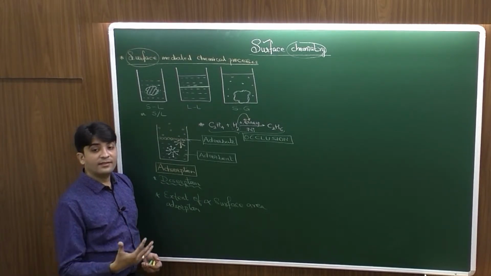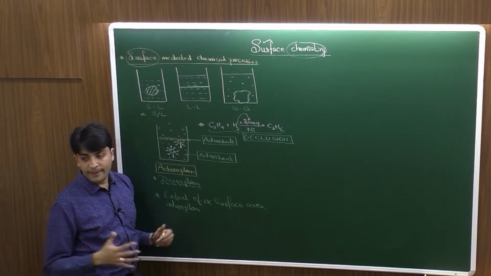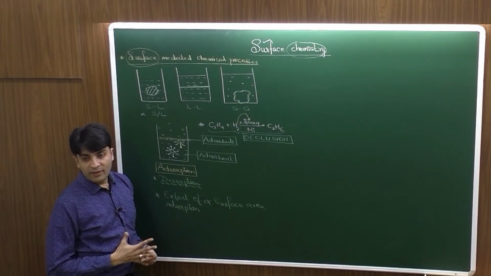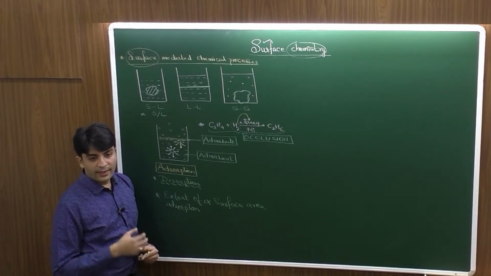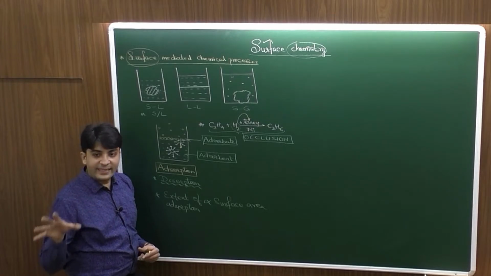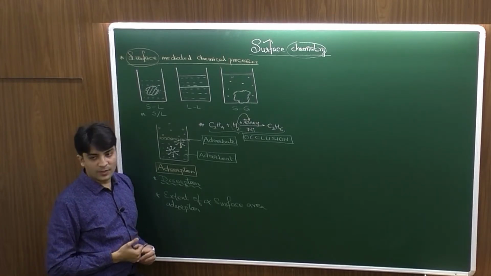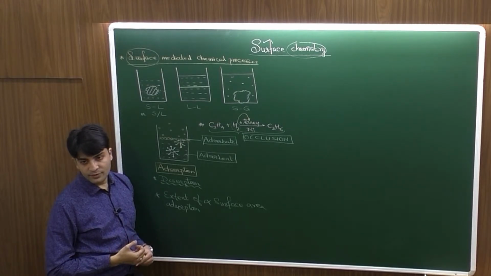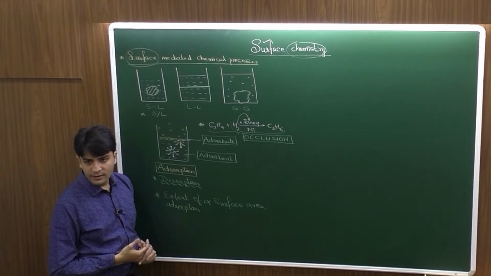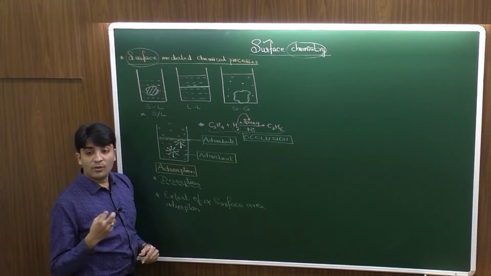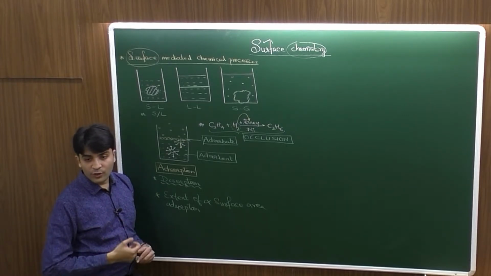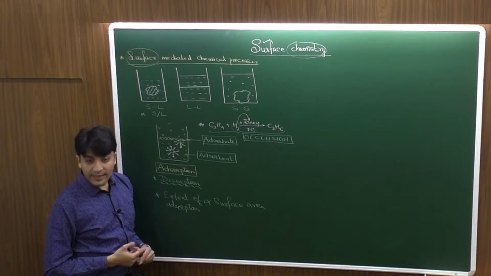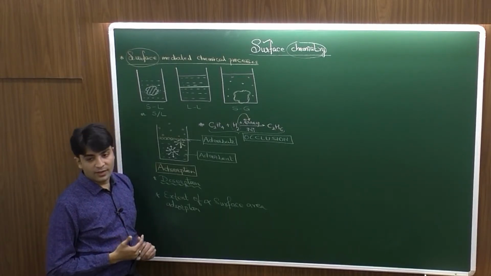Which substances have a large surface area? If I take a solid substance and the finely divided powder of that same substance, which will have a large surface area? Amorphous form. Finely divided powder has more surface area. Correct? If I talk about charcoal, charcoal is porous in nature. Correct? And it also has a large surface area.